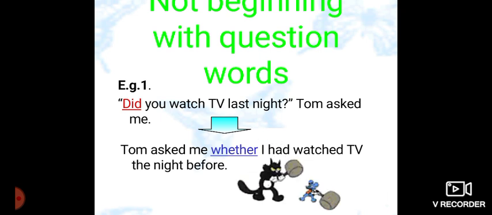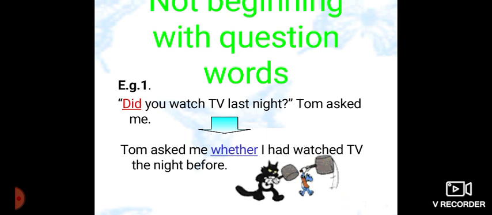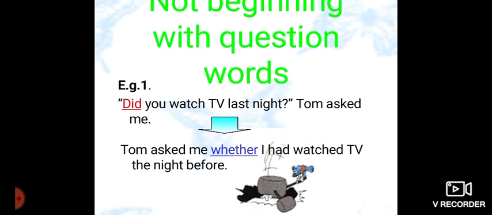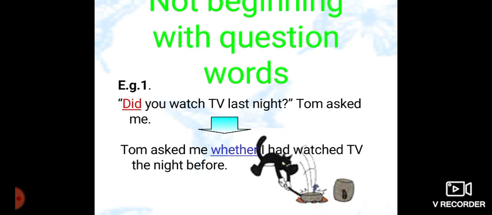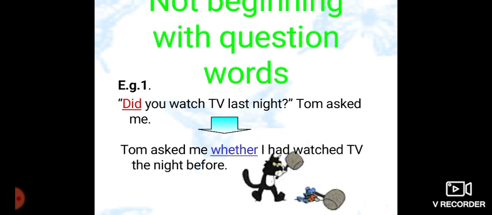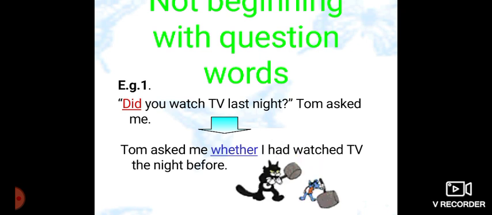But in the sentence there is no question word. That word starts with auxiliary verbs. So, did you watch TV last night? Tom asked me. In the previous rule, we said the WH question acted as a conjunction word.